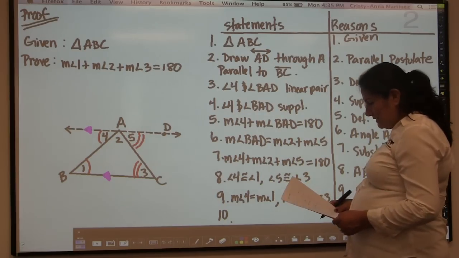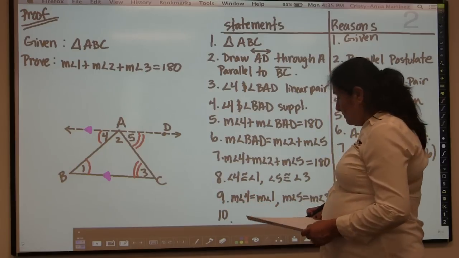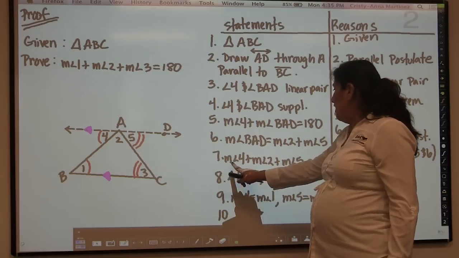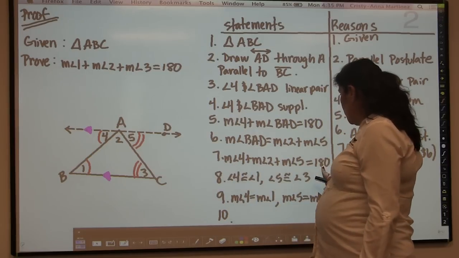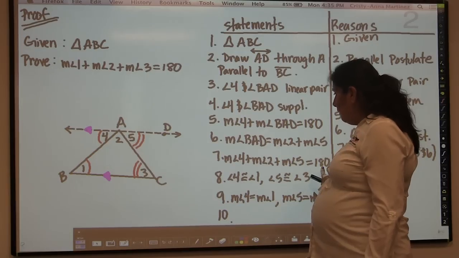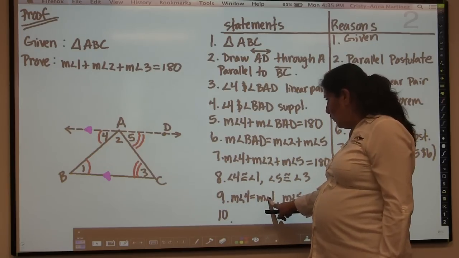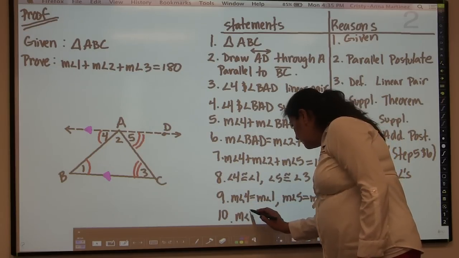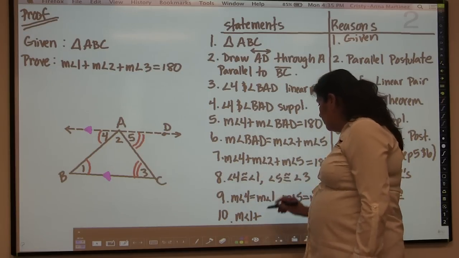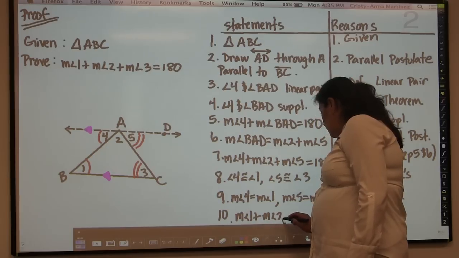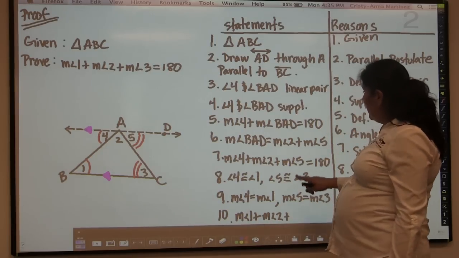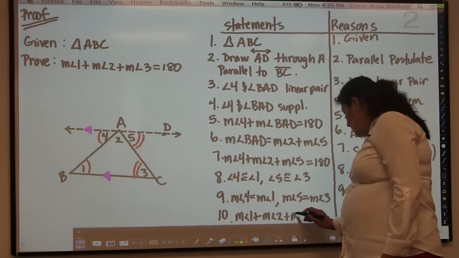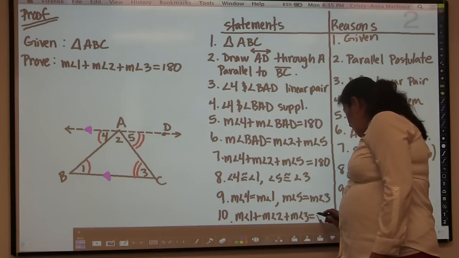And then our very last step is to once again use substitution from step 7 and 9. So in step 7, we had 4, 2, and 5 equals 180. And in step 9, we know that 4 is equivalent to 1. So I'm going to replace the angle 4 with angle 1. I'm going to leave the angle 2. And I'm going to replace the angle 5 with angle 3. And then equal to 180.